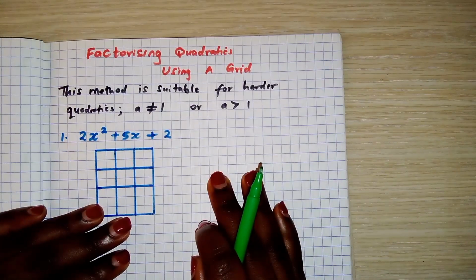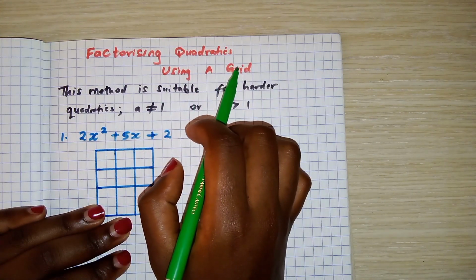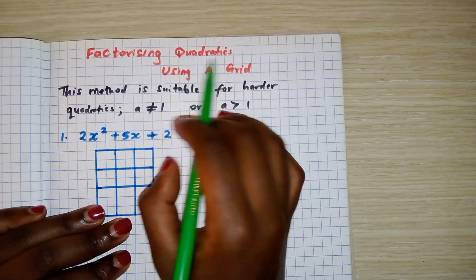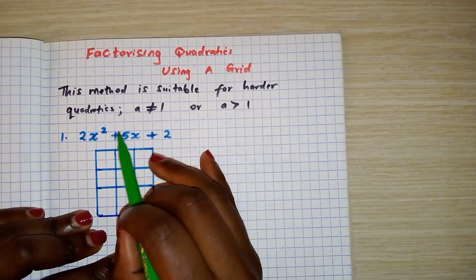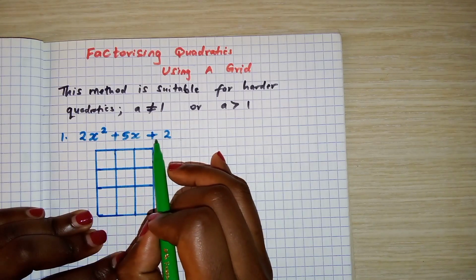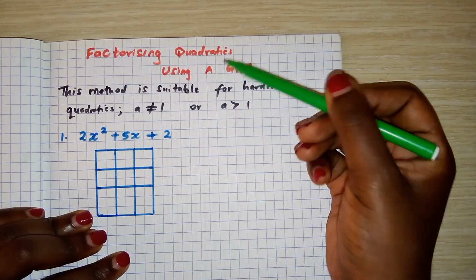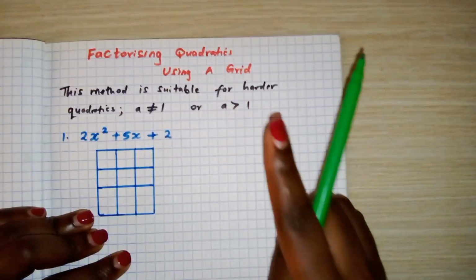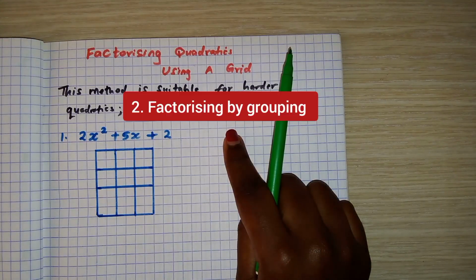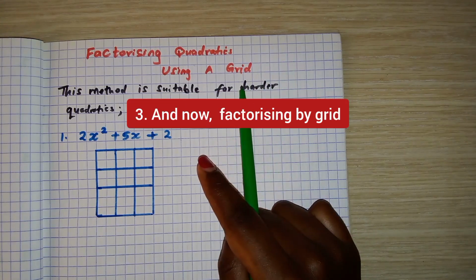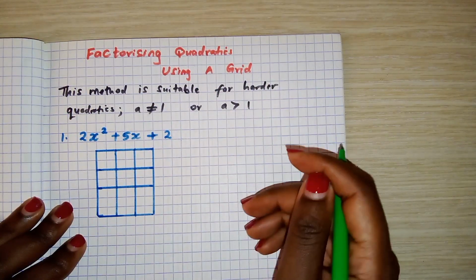In the previous videos, we looked at using a grid to expand the brackets. So now we are doing the reverse. We're using a grid to factorize the quadratic. Also, by the way, this is the third method we are looking at on factorizing quadratics. The first one we did was by inspection, then we have done by grouping, and now the third one is by using a grid. So you can watch the other videos after this one.